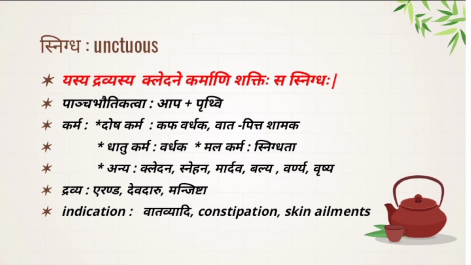So in difficulty in defecation or constipated conditions, we can prescribe snigdha guna yukta dravyas. Usually when anybody complains about constipation, everybody will say eat one banana, because of having a snigdha guna, it will ease out the defecation. And anya karma like kledana, snehana, mardava, palya, varna and vrishya. As usual, snigdha guna provides complexion, does the bala vardhana, and acts as a vrishya also. So what are the dravyas? Eranda, devadaru, manjishta act as snigdha, and there are many more snigdha guna dravyas.